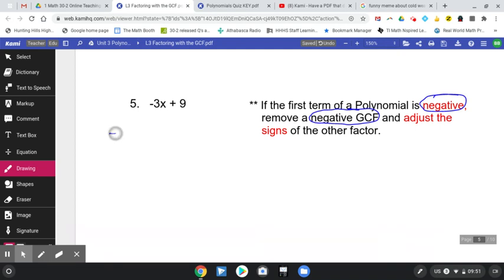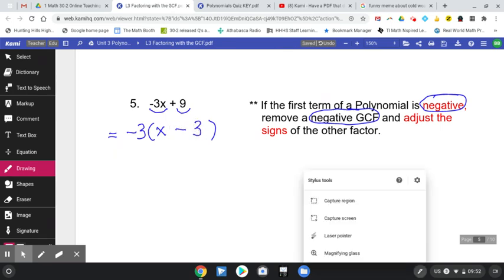So normally on this one, I would just say there's a common factor of 3. But since the first term is negative, I'm actually going to use negative 3 for my common factor. And the other factor, I'd need an x, and I would need a negative 3. So when it says adjust the signs on the other factor, you have to make sure that your signs will work out. So -3 times x, that one works. And -3 times -3 is how I would get that +9. So you have to be very careful on that sign right there.